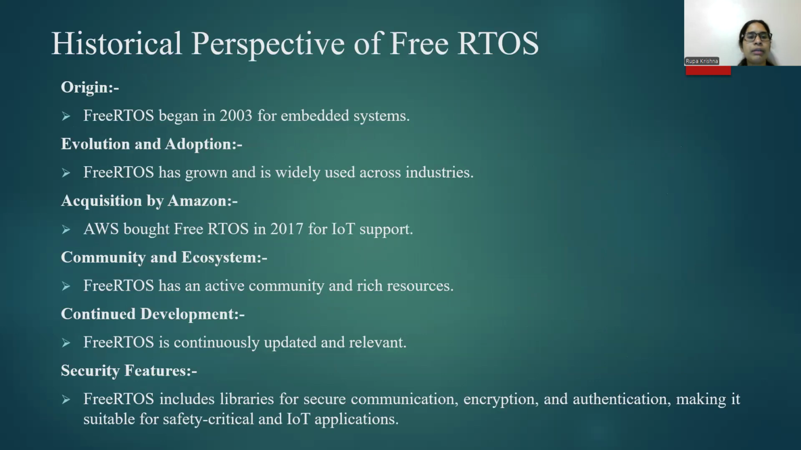Now the historical perspective of FreeRTOS. The first one is the origin: FreeRTOS began in 2003 for embedded systems. The second is evolution and adoption: FreeRTOS has grown and is widely used across industries. The third is the acquisition by Amazon: AWS brought FreeRTOS in 2017 for IoT support. Then community and ecosystem: FreeRTOS has an active community and rich resources. It continues to be developed and is continuously updated and relevant. And lastly, the security features: FreeRTOS includes libraries for secure communication, encryption and authentication, making it suitable for safety critical and IoT applications.